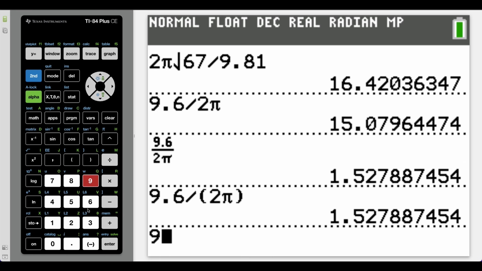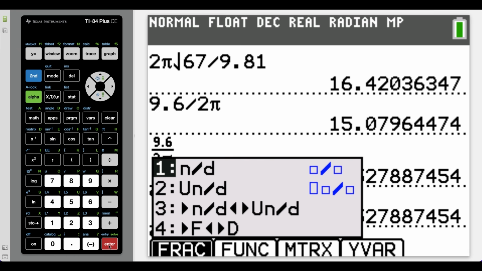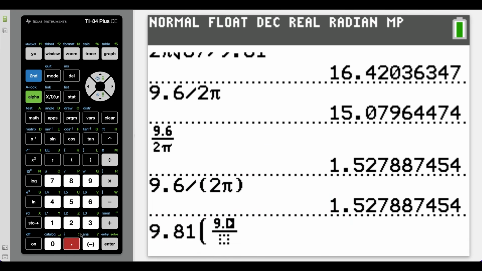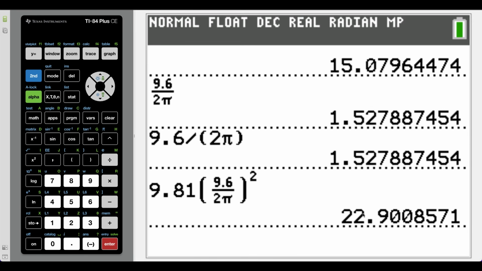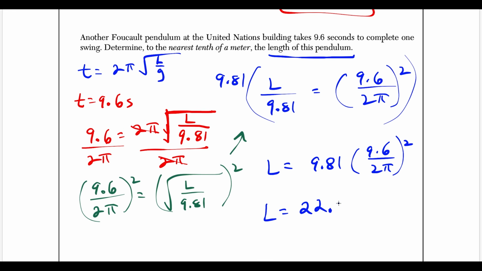So now we'll just type in what we had. We had 9.81 times, and in the parentheses here, we have the fraction. We have 9.6 divided by 2 pi, and this fraction was being squared. So once I get out of this fraction and close the parentheses, I'm just going to tack on a square. And this is going to round to the nearest tenth to 22.9. So capital L is 22.9 meters. And here's our solution to the rest of question 34.